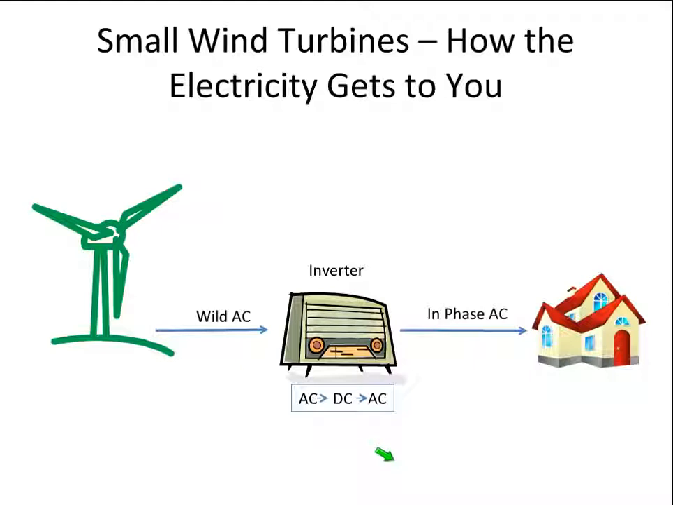Let's just talk briefly a bit about small wind turbines and the power actually getting onto the grid or getting into your house. Small wind turbines tend to create wild AC power or some other type of relatively uncontrolled electricity, depending on how they're designed. Many of them create wild AC. I can't put wild AC into my house. I need to have in-phase AC power. So I put that through an inverter. This is my picture of an inverter. It takes AC power to DC and then back to clean in-phase AC power, which I can use in my home or put on the grid.